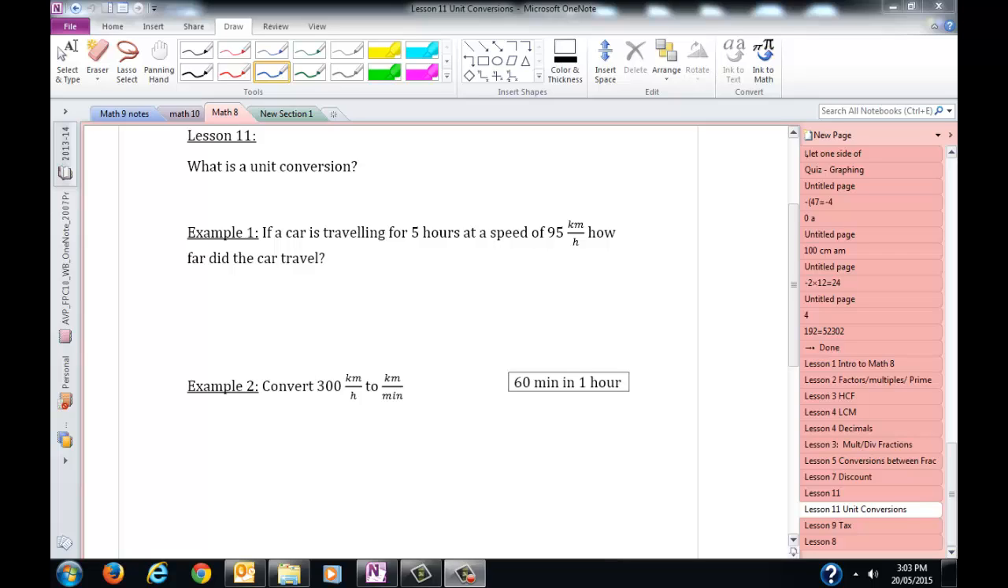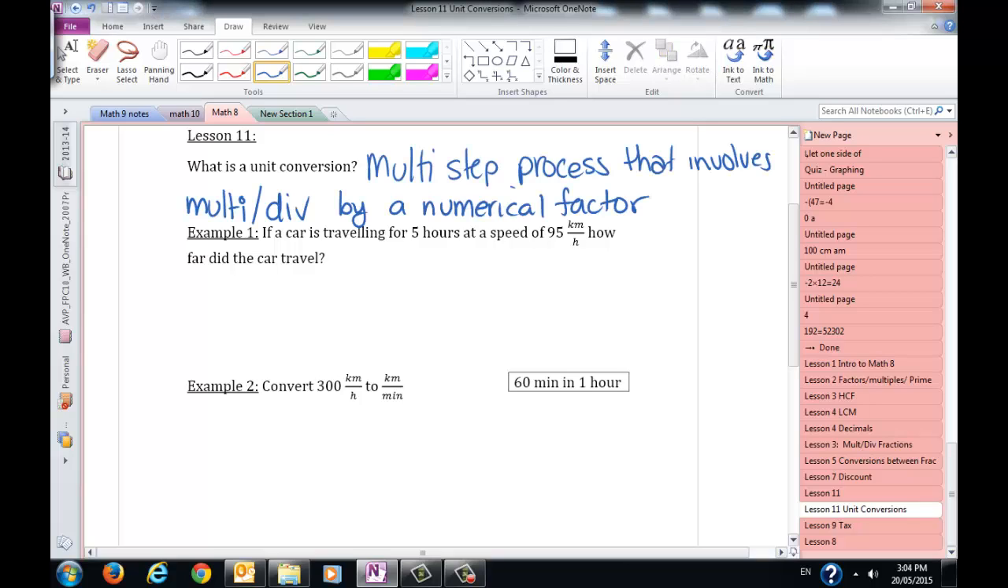Today's lesson, we're going to look at unit conversions. So a unit conversion is a multi-step process. It sometimes involves multiplication or division by some sort of numerical factor. All right, let's do an example.